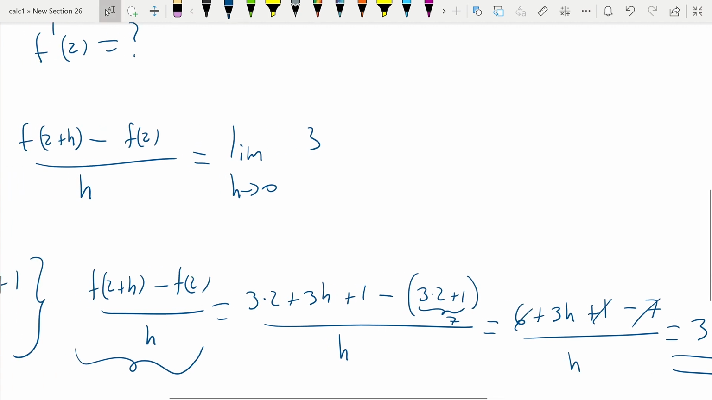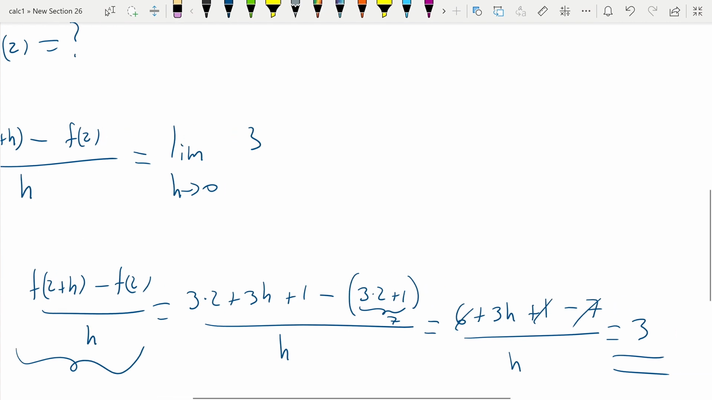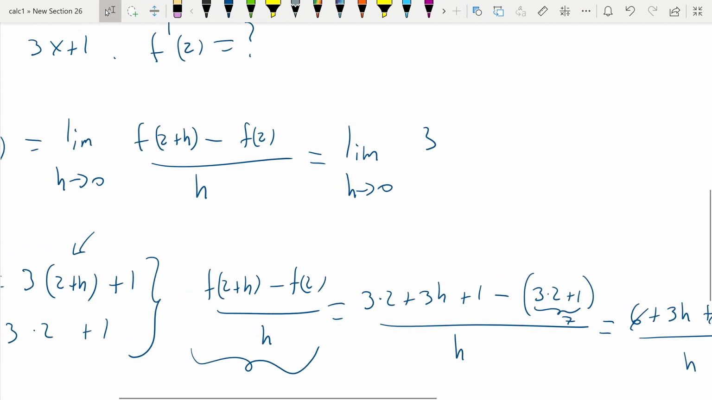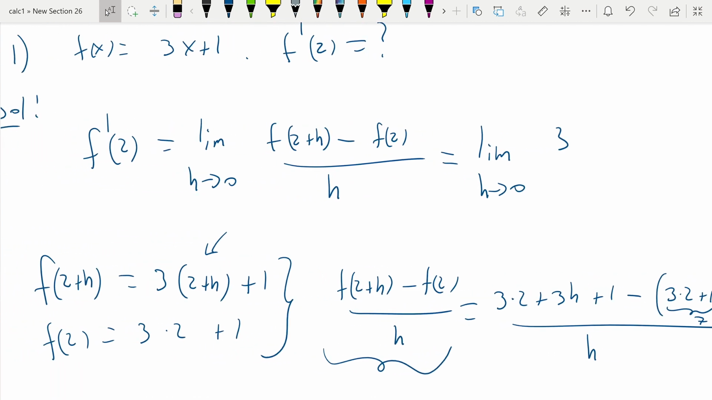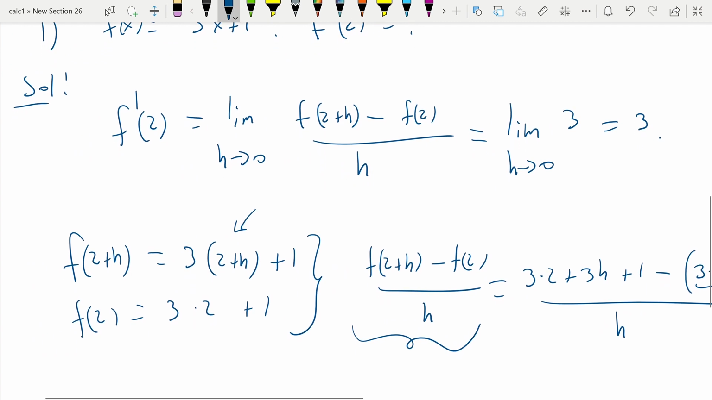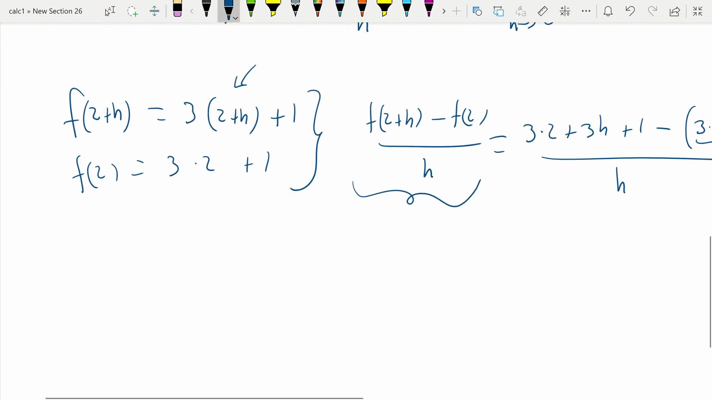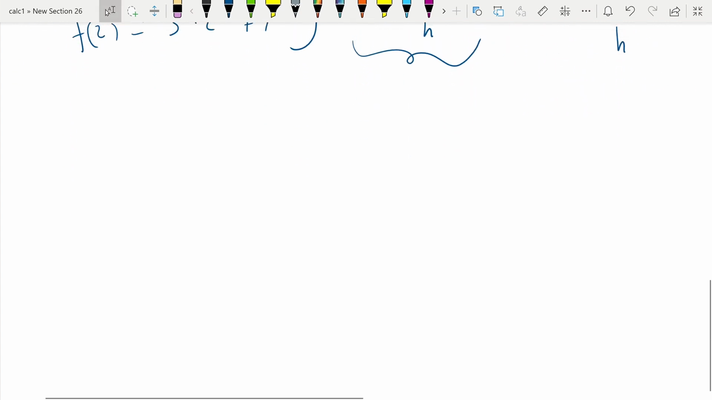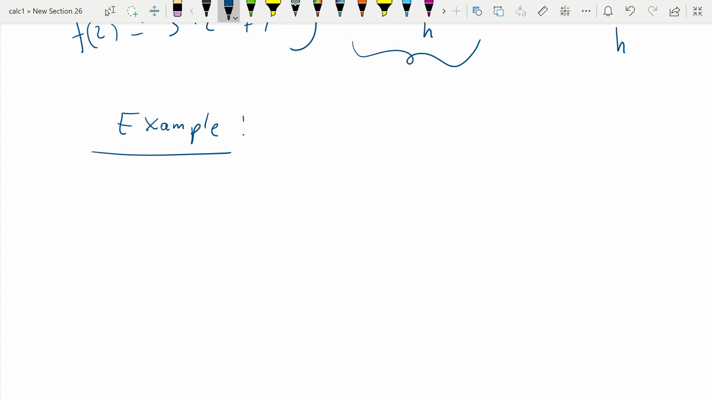Right, we computed this quotient inside the limit, and we saw that it was exactly equal to 3. And the limit of a constant is just that constant. So that's our answer. That's how we find the derivative at a point. We will only ask you to deal with polynomials or power functions, basically, or maybe radicals.